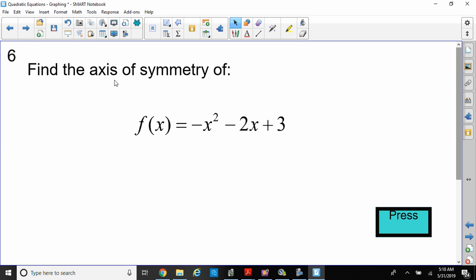What else we have? Here's another one. Find the axis of symmetry. F of x equal negative x squared minus 2x plus 3. So here we got a negative x there, so keep that in mind. So remember the coefficient for A, and here's our B, and there's our C. So substitute. Let's see what you come up with for that equation.